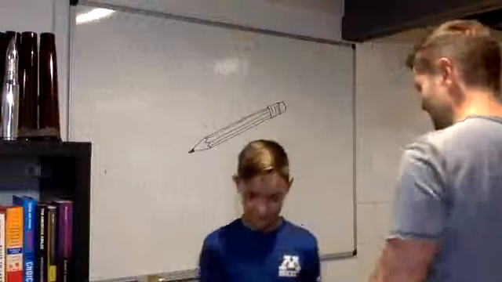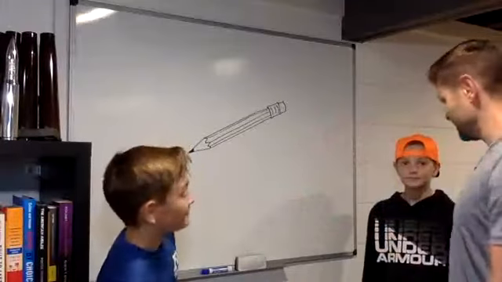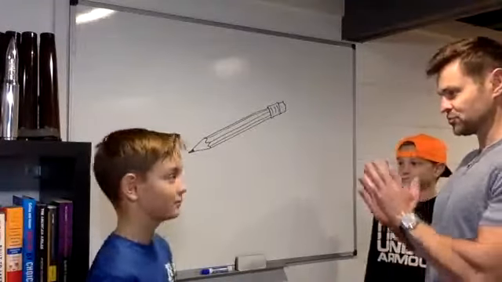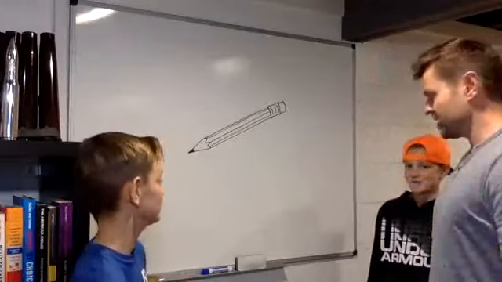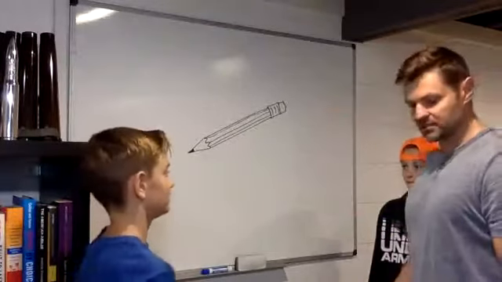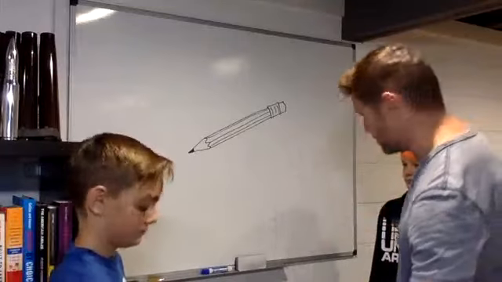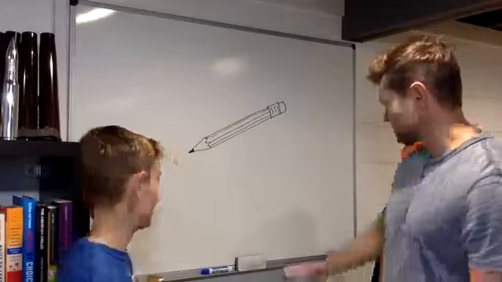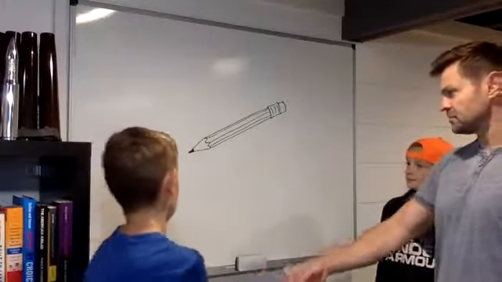That's a great point. So let's start there with an example. Everybody understands what a family tree is, right? It's a tree with branches to show you where you came from and who you came from, and it goes on and on back to the beginning of time. Well, we can do a similar thing here with the pencil and create a family tree. So how many different parts of the pencil do you see?